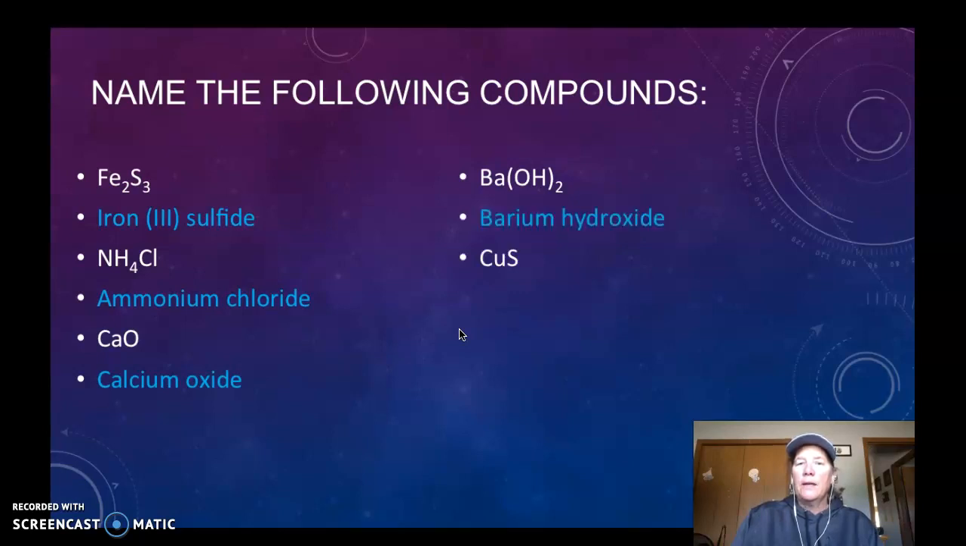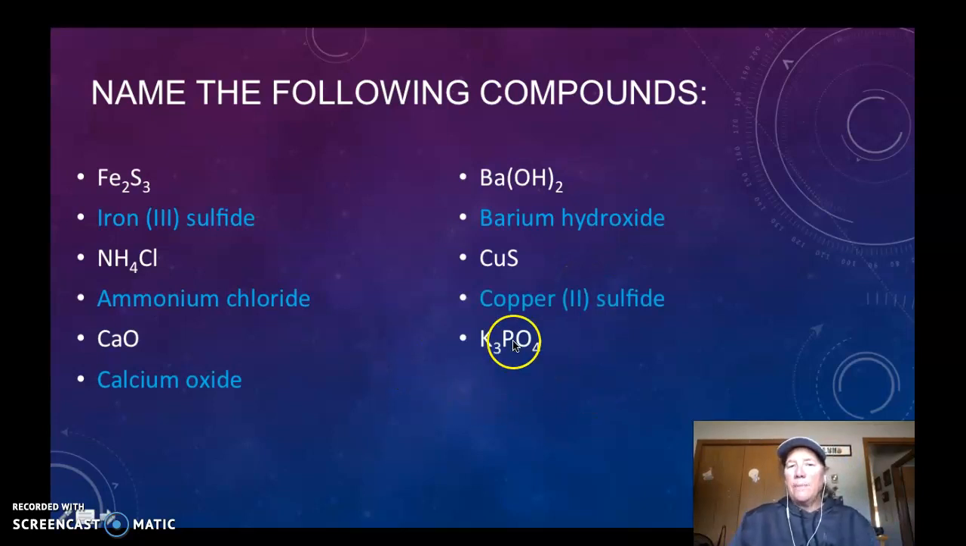Okay, this is another one. Copper can be 1 or 2. So which one is it? Sulfur is -2, so copper is +2. So it's copper 2 sulfide, Cu2S. Okay. And then that one, 3 capital letters, potassium, and PO4 is phosphate. It's one of those polyatomic ions. So potassium phosphate. Okay. Again, if you have a polyatomic ion, you guys don't mess with the name.